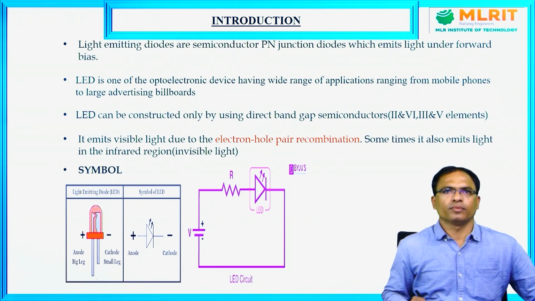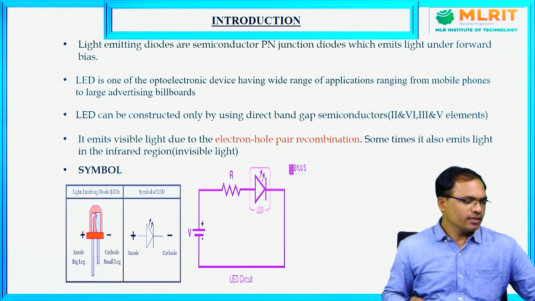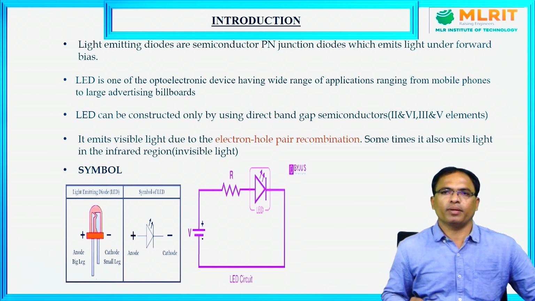Now, coming to the introduction, what does LED stand for? LED stands for light emitting diode. A light emitting diode is a semiconductor p-n junction diode which works under forward bias. LED emits light under forward bias. Particularly, direct band gap semiconductors are used to make LEDs. Direct band gap semiconductors are produced by combining second and sixth group elements or third and fifth group elements.